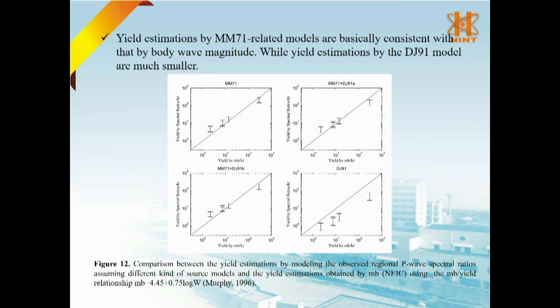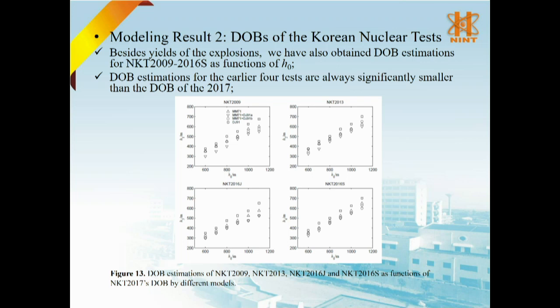And the second modeling result is about the DOBs of the Korean nuclear tests. Besides the yield of the explosions, we have also obtained the DOB estimations for the second to fifth Korean nuclear tests as functions of that of the sixth Korean nuclear test. And we find that the DOB estimations for the earlier four tests are always significantly smaller than that of the sixth.